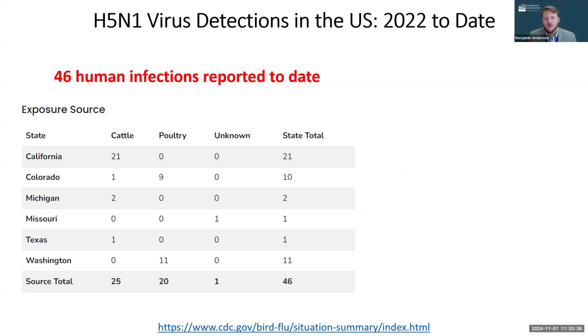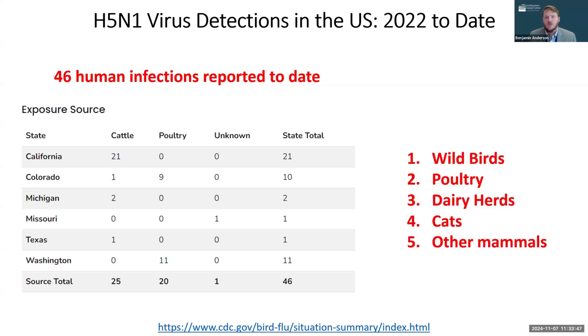But we still need to be concerned because, again, the virus can change and it can have different characteristics the longer it circulates in an animal. So with all that being said, human infections, wild birds, poultry, dairy herds, cats, other mammals, the takeaway here is this virus is really everywhere.